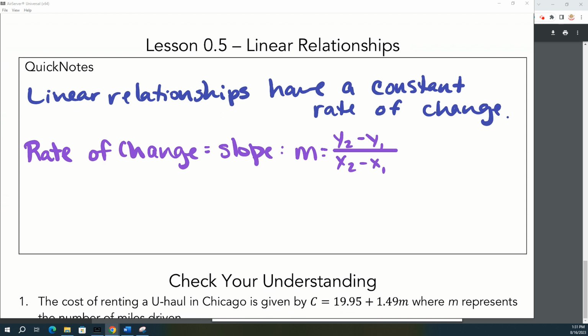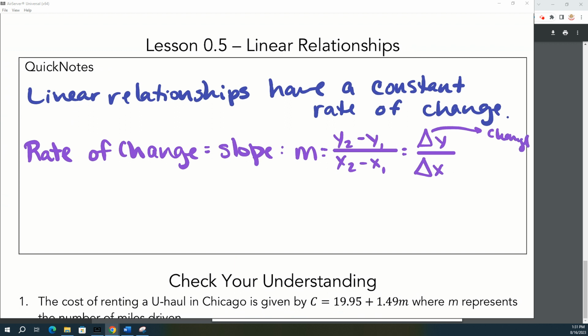Now the order kind of matters. You can do y1 minus y2, but on the denominator you have to make sure you do x1 minus x2. So you have to keep it consistent. Now there's other ways we can figure out the slope. What I like to do is a little different. You're basically doing the same thing, but I figure out the change in y over the change in x. So anytime you see that Greek letter delta, it looks like a triangle, it means change.